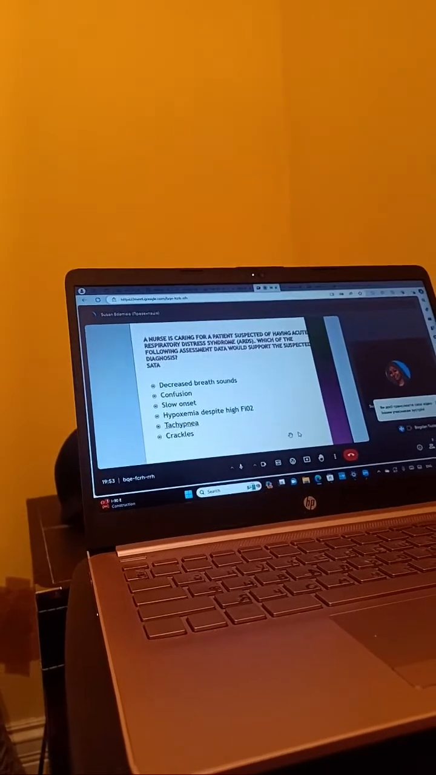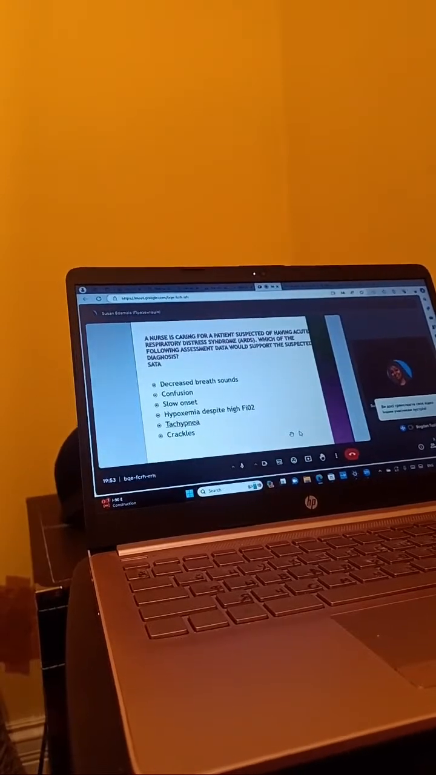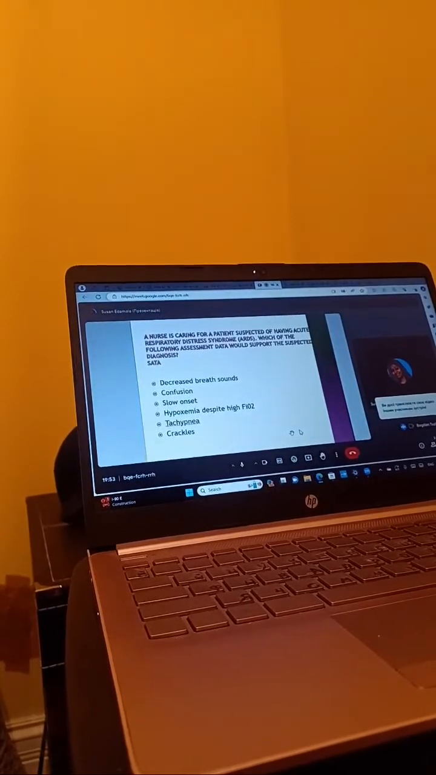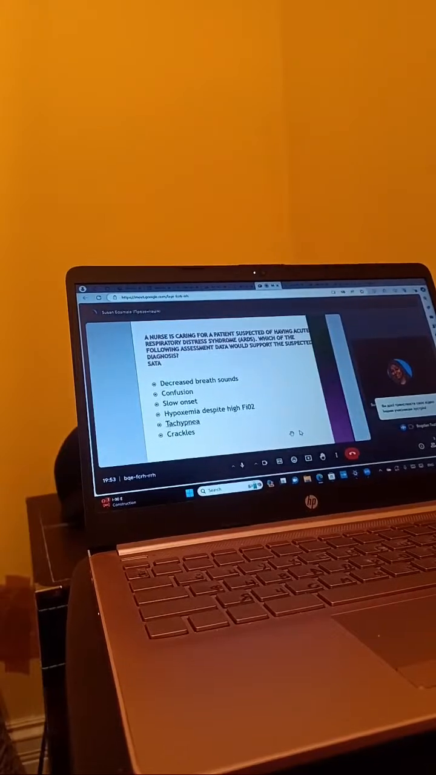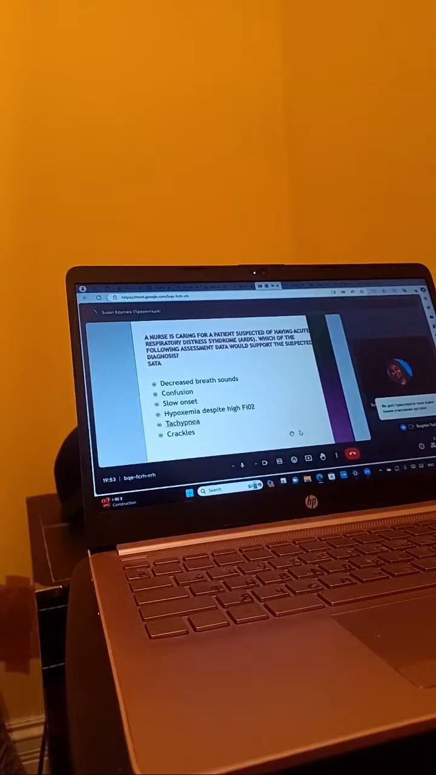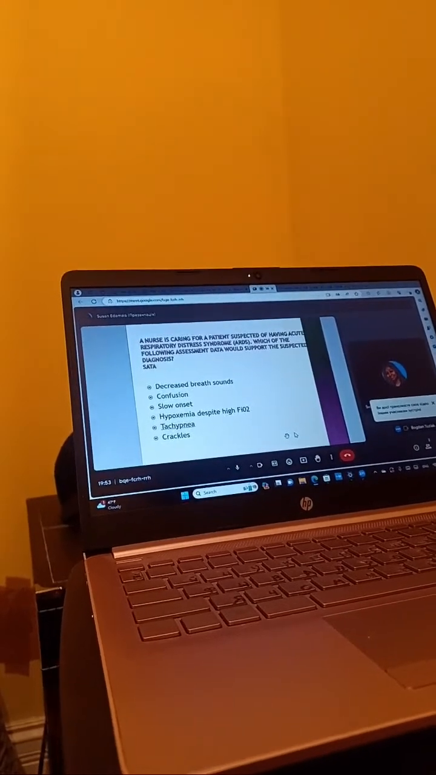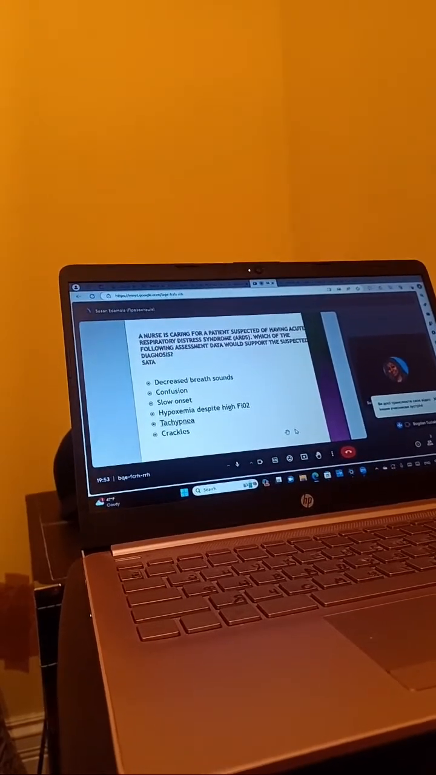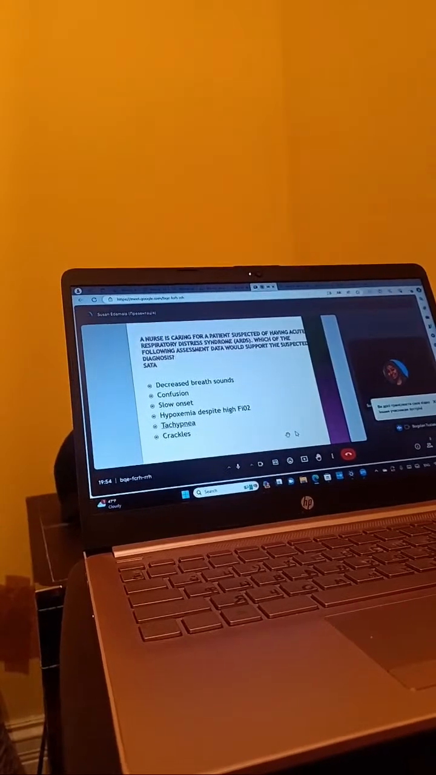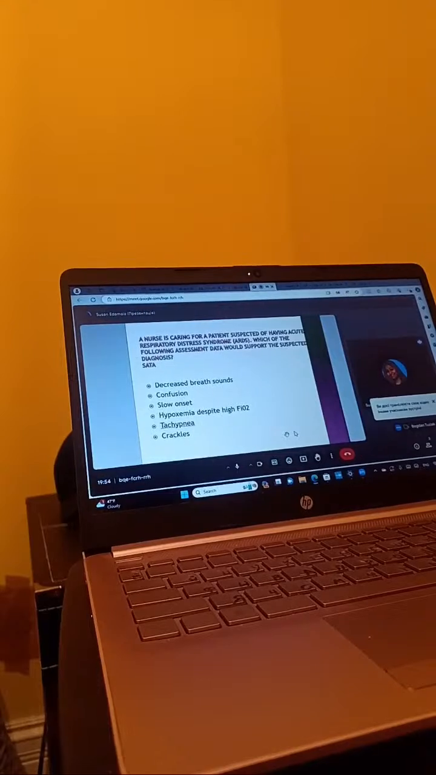A nurse is caring for a patient suspected of having acute respiratory distress syndrome. Which of the following assessment data would support the suspected diagnosis? A patient suspected of having acute respiratory distress syndrome. It's in the brain. It's correlated with the brain. What is acute respiratory distress syndrome?